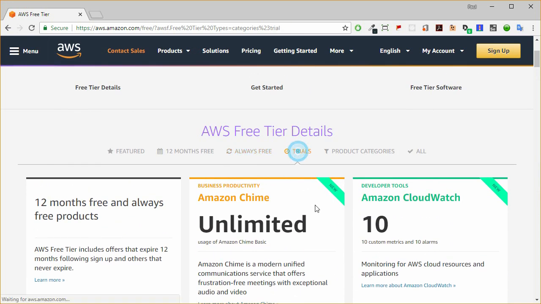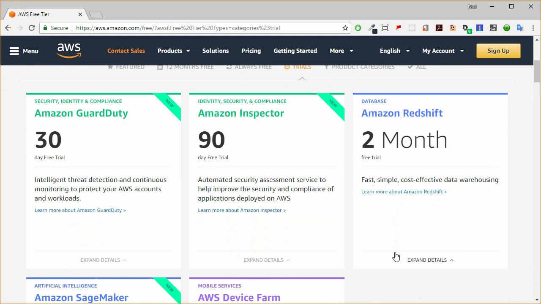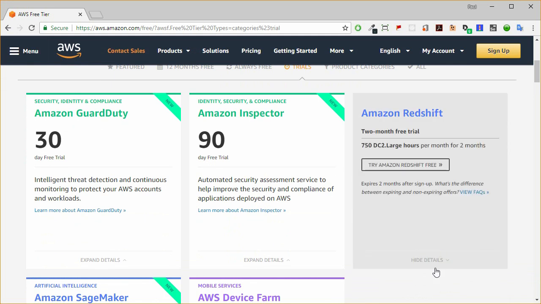And we also have trials. So you need to be very careful with trials. So for example, with Amazon Redshift, that is quite an expensive service. So if you look there, you've got 750 hours of DC2 large hours per month for 2 months. But if your account is already over 2 months old and you actually start using Redshift, you're going to get billed for it, and you're going to be billed for quite an expensive instance as well.